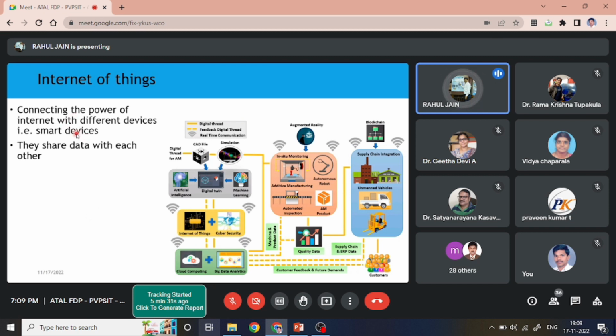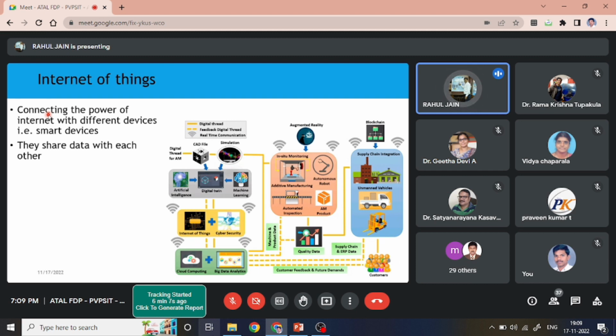When we talk about IoT, the very simple definition of IoT has been listed over here, which says that IoT basically means connecting the power of internet with different devices. For example, nowadays we have smart fans, we have Alexa, Google has this, iPhone has Siri and all those things. These are examples of smart devices where remotely, with the help of internet, we can connect to the devices and we can control them, right?